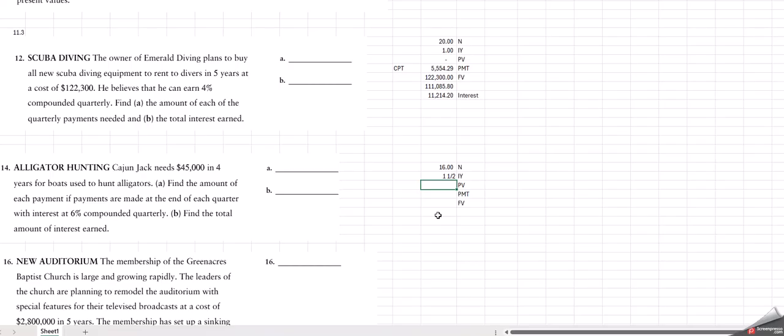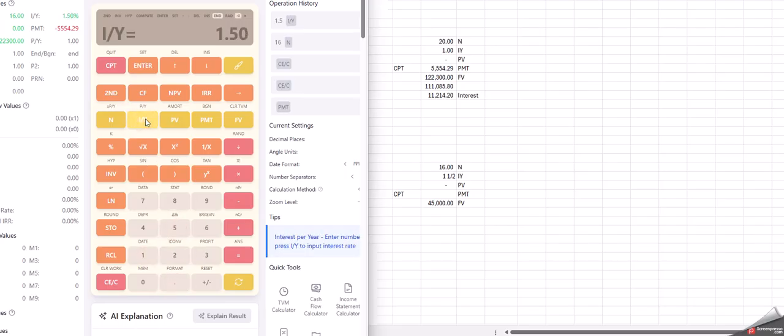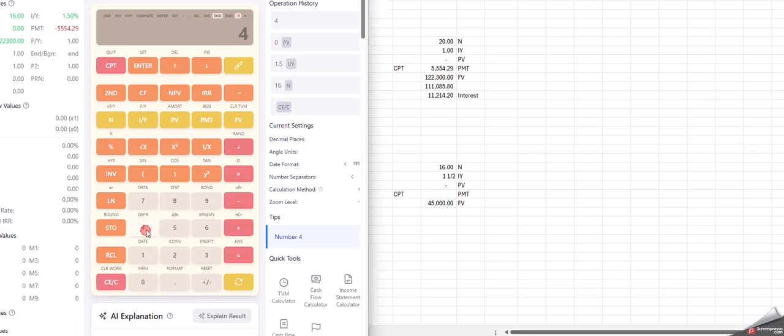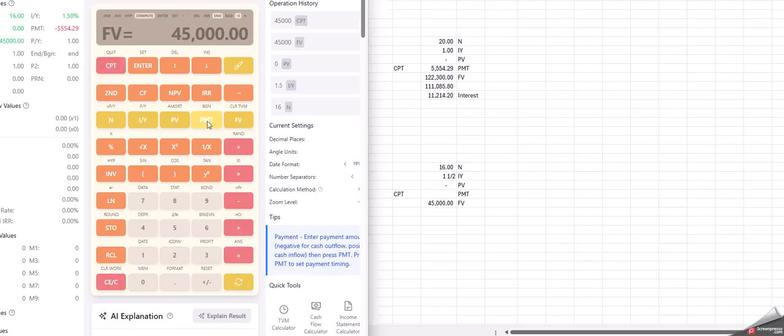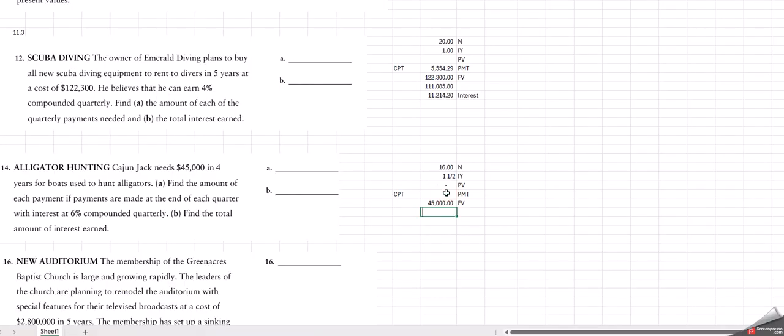The present value, again, nothing down today. We are computing the payments. We want to know how much he needs to set aside every quarter to have the $45,000 as our future value. So again, we'll come back to our calculator. 16 is our N. 1.5 is the IY. No present value, so we'll zero that out. 45,000 is our future value, and then we'll compute the payment. So $2,509.43.